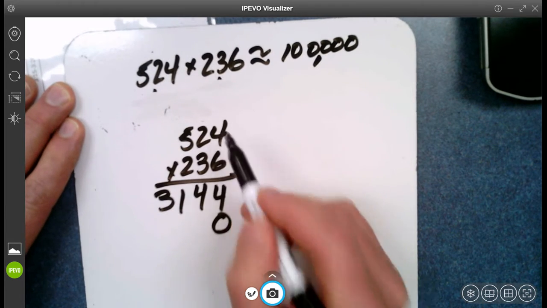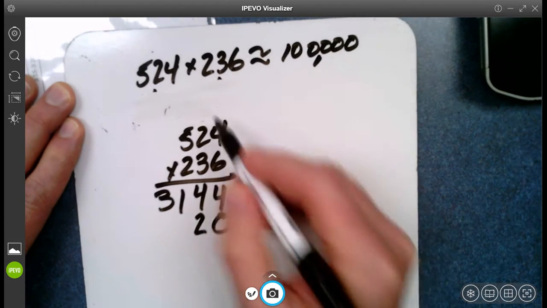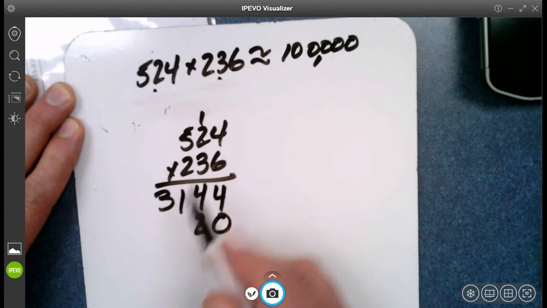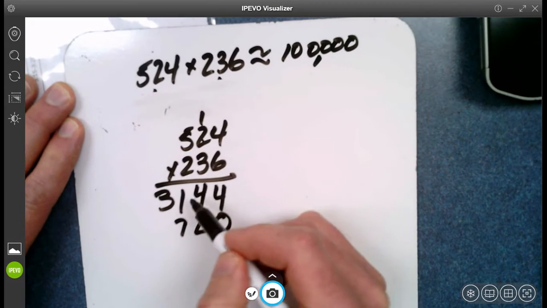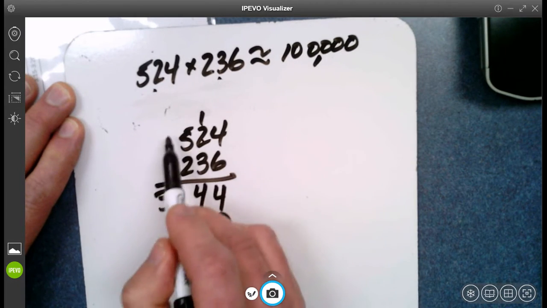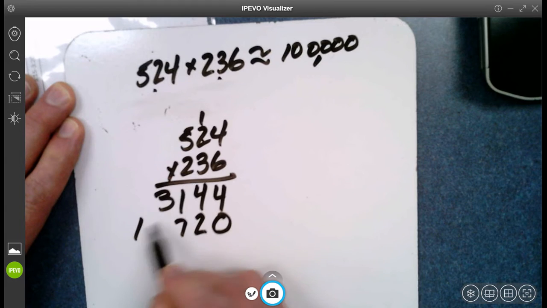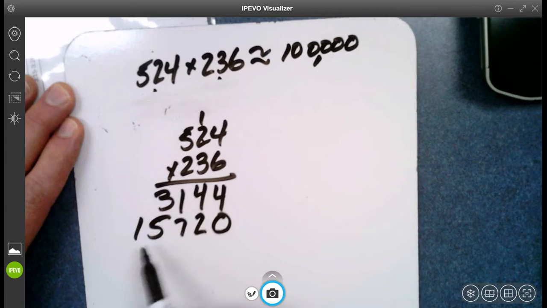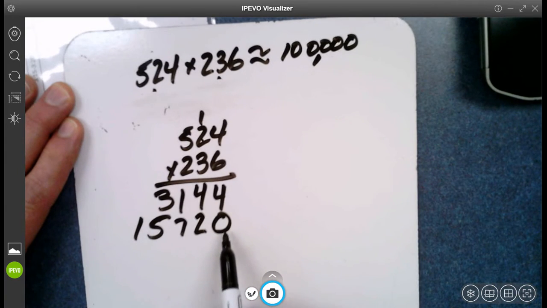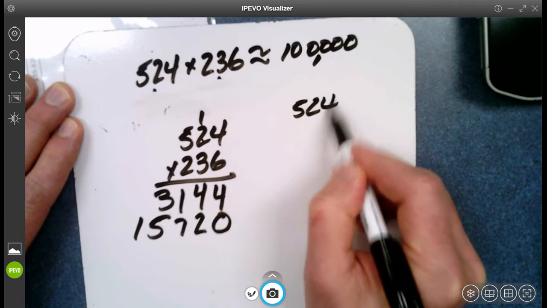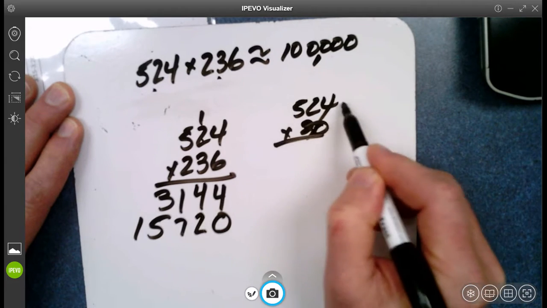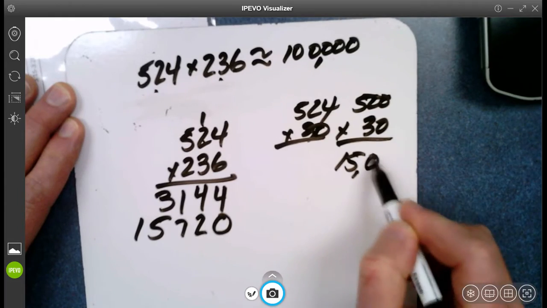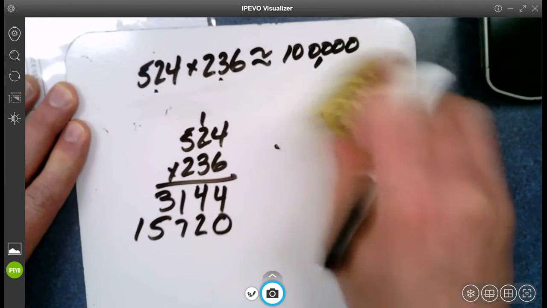3 times 4 is 12. Put down the 2, bundle the 1. 3 times 2 is 6. Plus 1 is 7. Nothing to bundle. 3 times 5 is 15. Nowhere to bundle, so I write the 15 down. So 524 times 30 is 15,720. And that really makes sense because this is close to 500, and 500 times 30 would be 15,000. So I know I should be right.